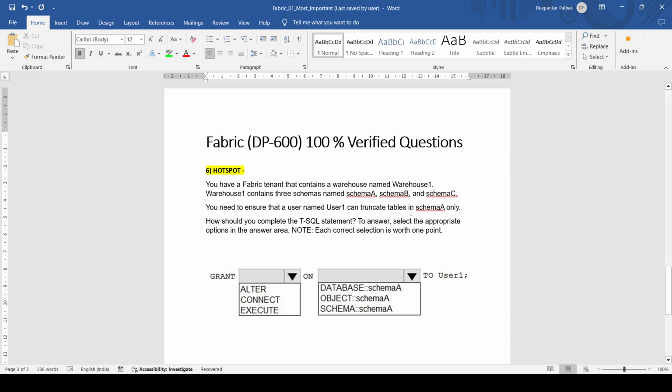Here we have question number 6, which is under the hotspot category. You have a Fabric tenant that contains a warehouse named Warehouse 1. Warehouse 1 contains 3 schemas named schema A, B and C. You need to ensure that a user named User 1 can truncate tables in schema A only. Here we have a T-SQL statement that we have to complete.